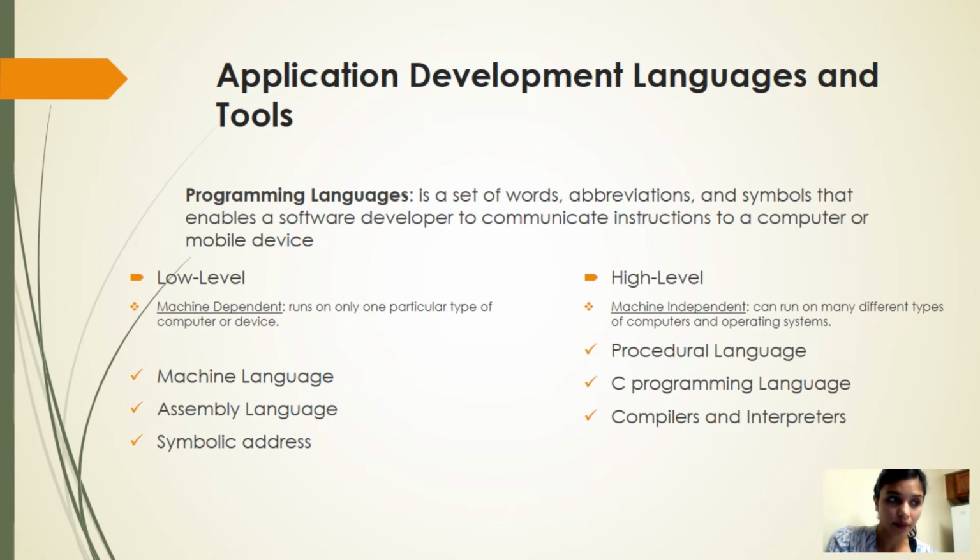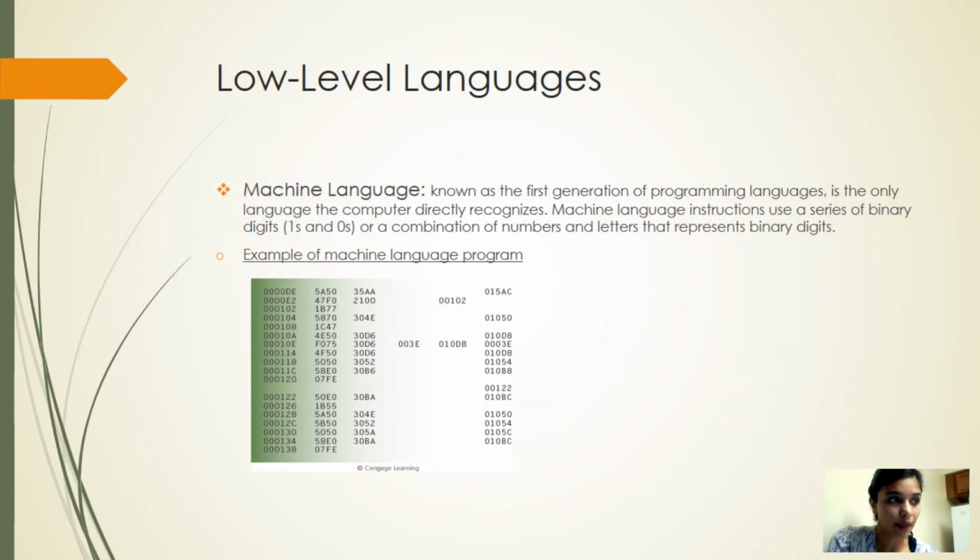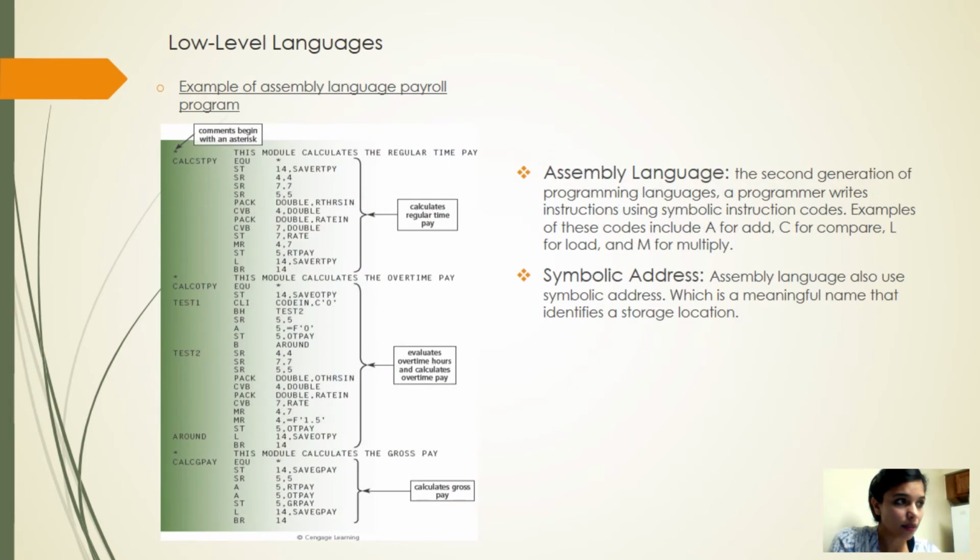The high level is the procedural language, C programming language, compilers, and interpreters. And that is an example of a low-level language, the machine language, actually. It's an example of the machine language, known as the first generation of programming languages, and is the only language the computer directly recognizes. And here is an example of an assembly language payroll program.